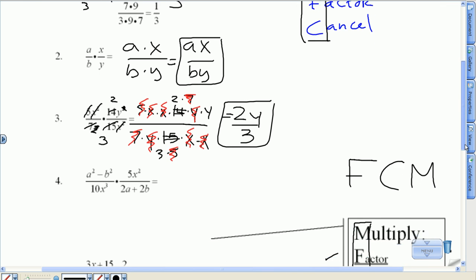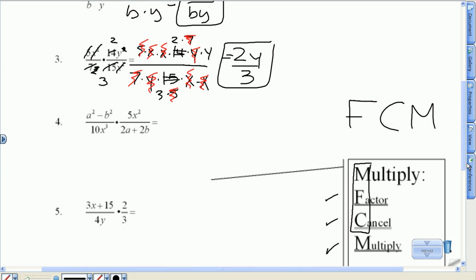Okay, now problem 4. Now, because there are binomials, expect to have to factor. We have a squared minus b squared, which is a difference of 2 squares. The square root of a squared is a. The square root of b squared is b. And remember, when doing difference of 2 squares, we want a plus sign and a minus sign in there. This is 10x cubed. We'll leave that alone for now. Same thing with a 5x squared. We'll leave it alone for now.